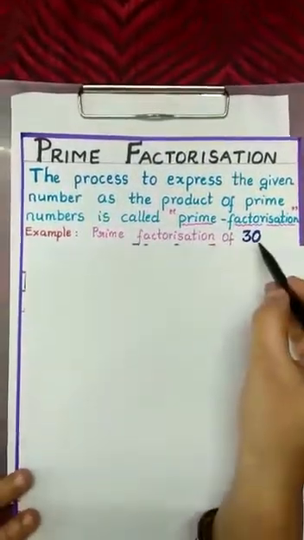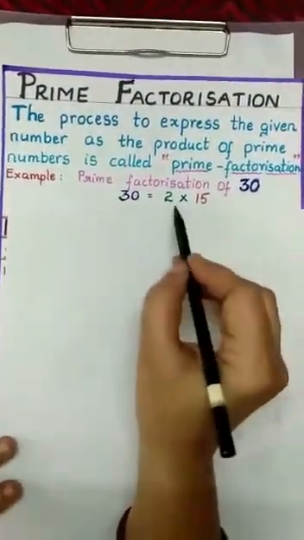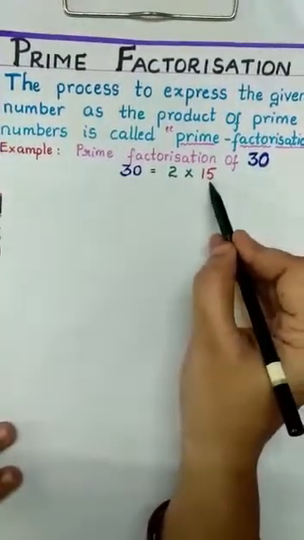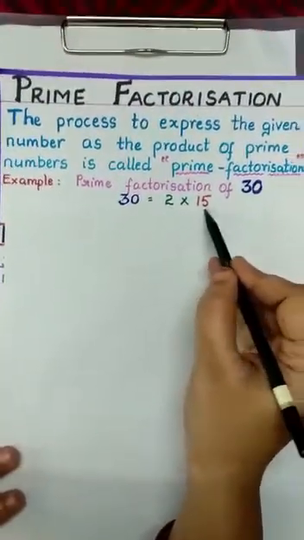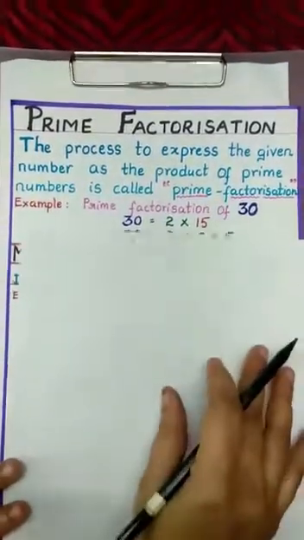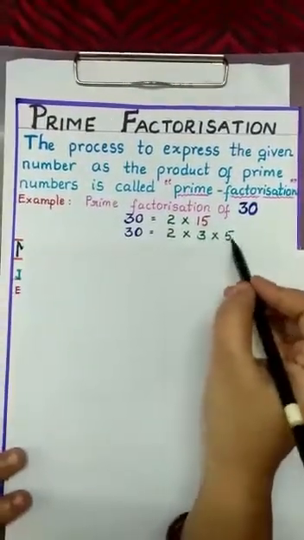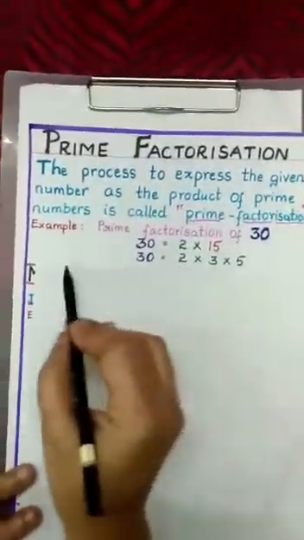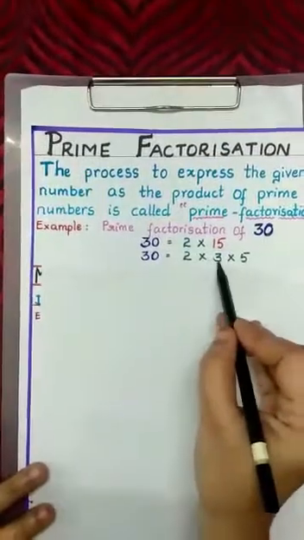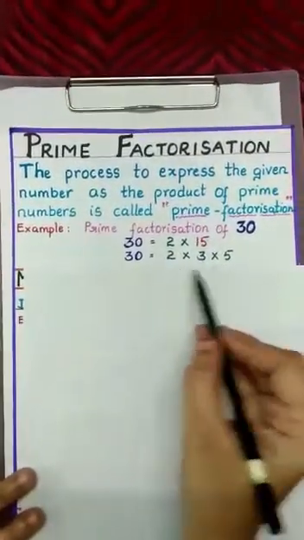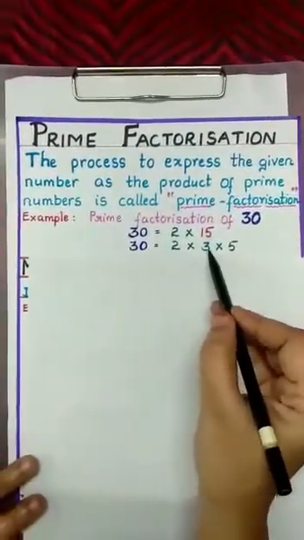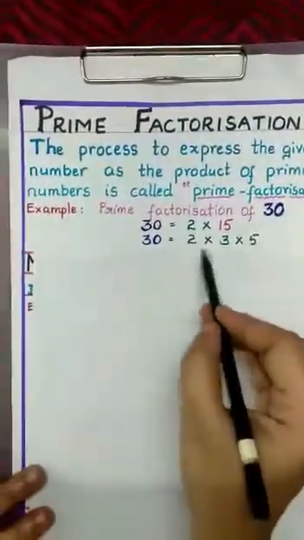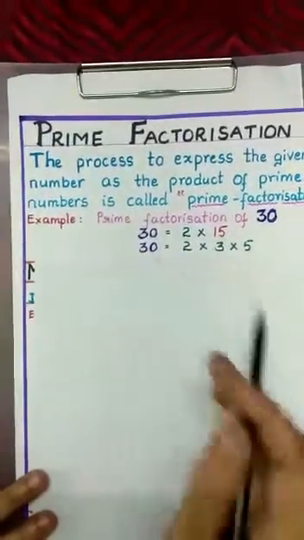So 30 can be written as a product of 2 and 15, where 2 is a prime number, 15 is a composite number. Again, this 15 can be written as a product of 3 and 5, where 3 and 5 are prime numbers. So here, prime factorization of 30 is 2 into 3 into 5. You can check your answer here. 2 threes are 6, 6 fives are 30. So here you see all are prime numbers. So we can call it a prime factorization of the given number 30.